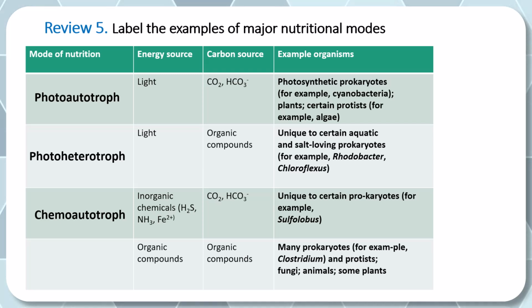chemoautotrophs. And then if the energy source is organic compounds and the carbon source is organic compounds, that's going to be a chemoheterotroph. So we would be a chemoheterotroph. There's many protists and prokaryotic organisms and fungi that are also chemoheterotrophs.